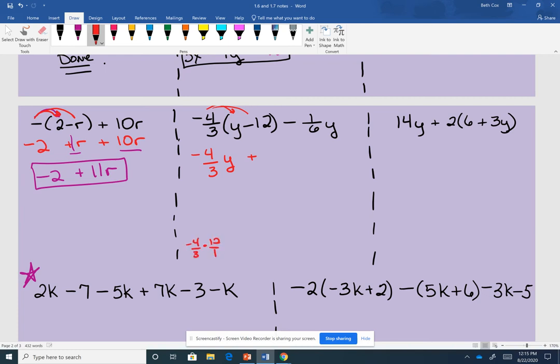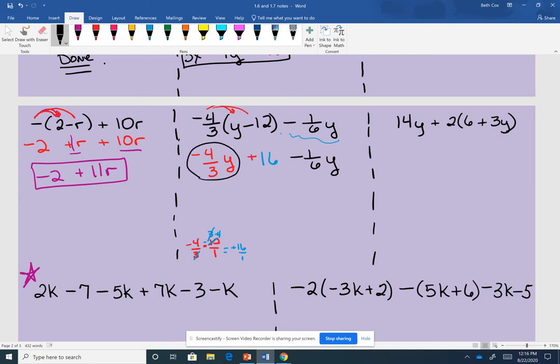This is scratch. That's going to be 3 times 4. The 3's cancel, and I get negative 16 over 1. So this is going to give me a positive, oh, yeah, they're both negative. Positive 16. Now, this one right here is not multiplied, so I'm just going to bring it down. Minus 1/6y. Right, so now I got to combine my like terms.